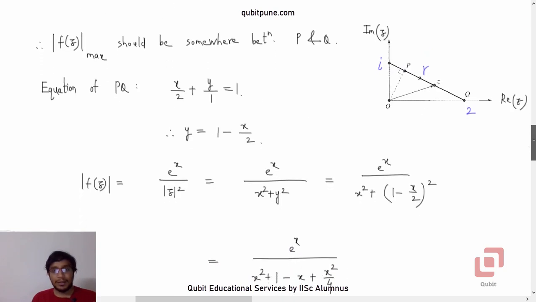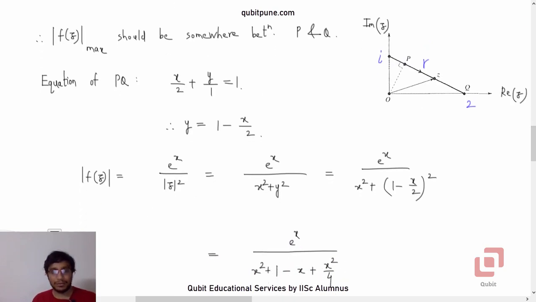In the next part of the solution, we'll try to find the exact point z at which the function mod of f of z achieves its maximum value. For this we will convert f of z into a function of only x or only y, because we know the equation of the path. The important thing to note is that the absolute maximum value of the function f of z has to be somewhere between P and Q. At Q the numerator is the maximum and at P the denominator is the minimum.